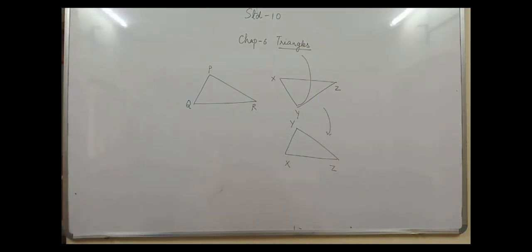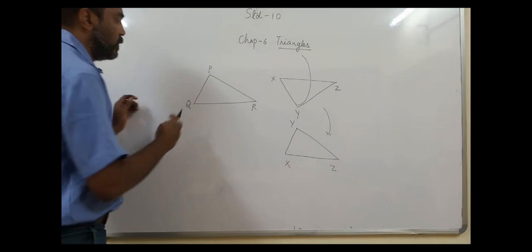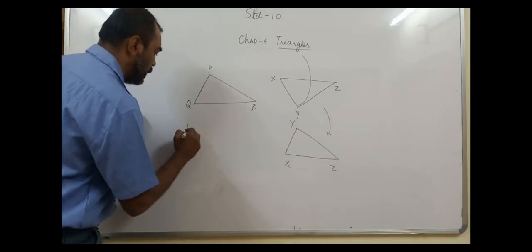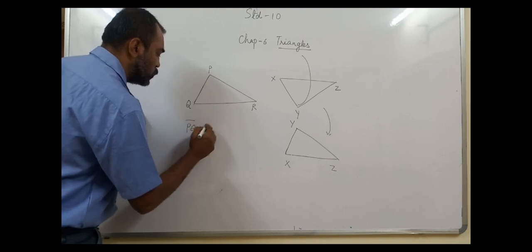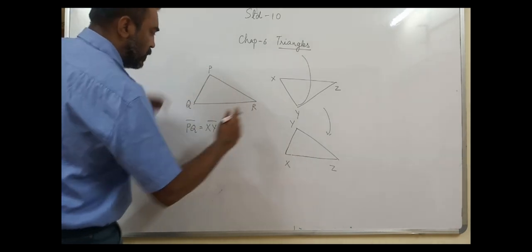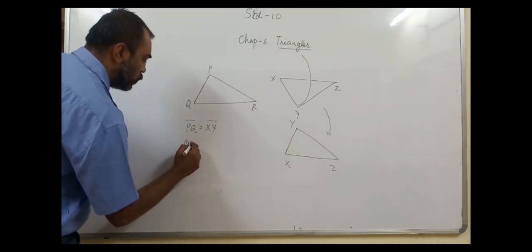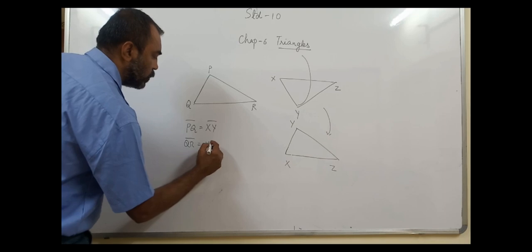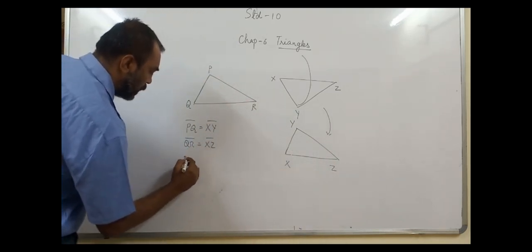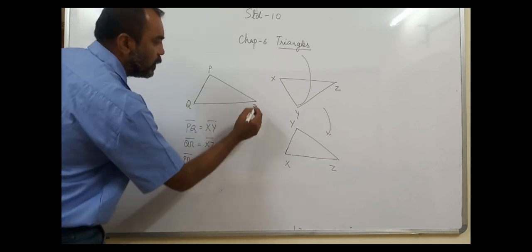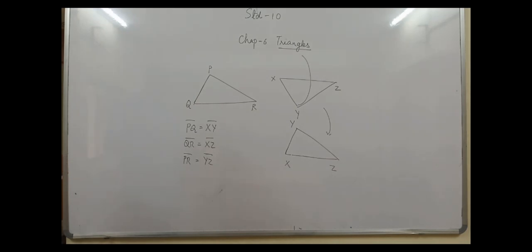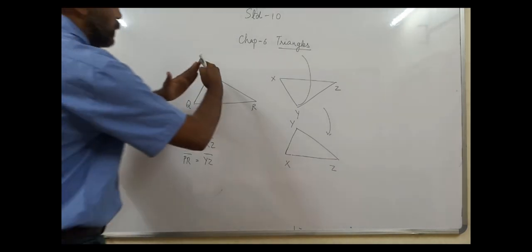So for them to be congruent, PQ and XY should be equal. PQ should be equal to XY. When I place it here exactly, QR should be exactly equal to XZ, and PR should be exactly equal to YZ. Clear? Also, the angles formed.